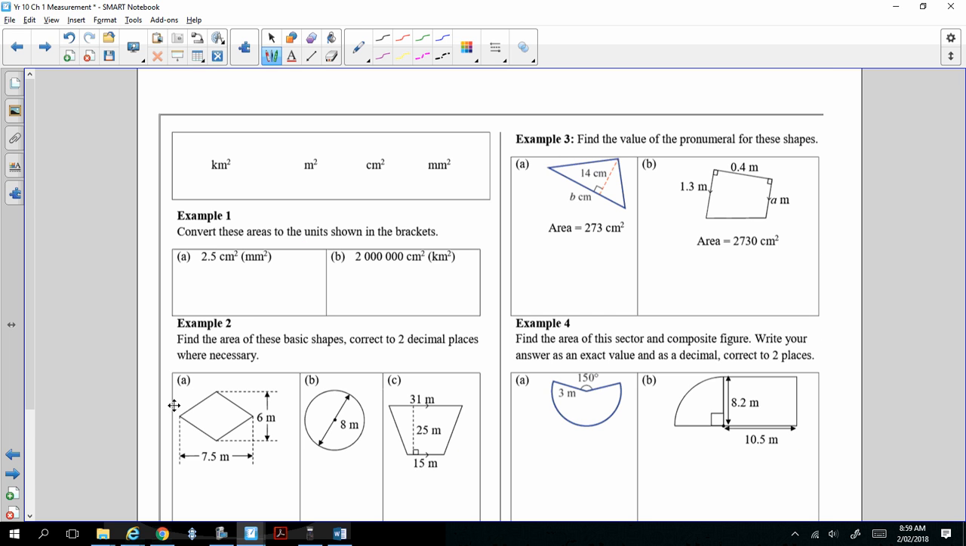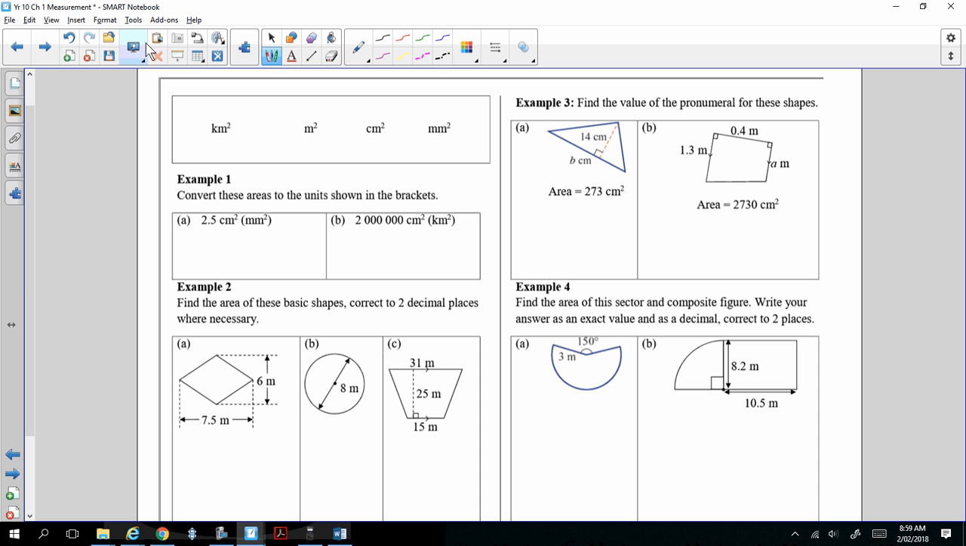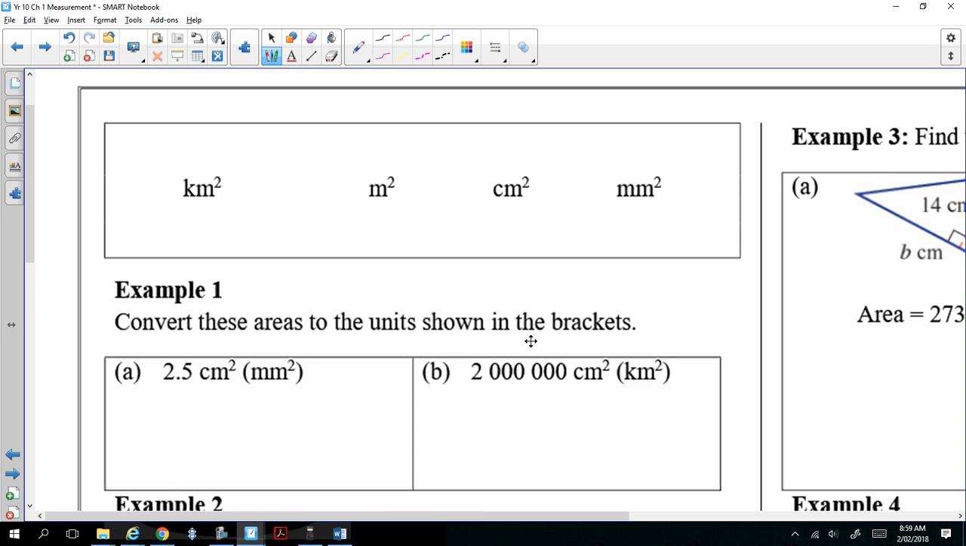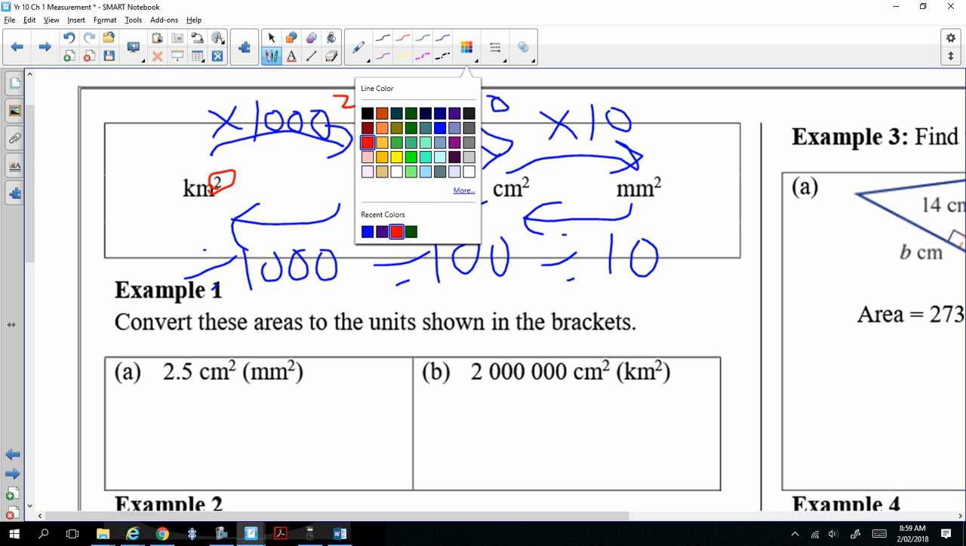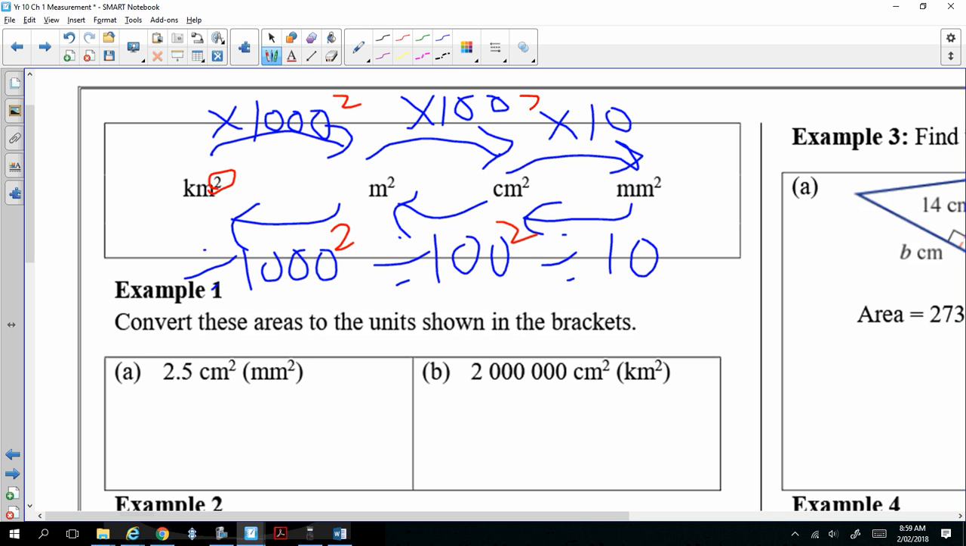We need to know how to convert units about area. So, for kilometers to meters, we normally times by 1,000. Because it is area square, we have to include a square there. That's how we remember. It's very easy to do. So, times by 100, times by 10, and then going small to big, you divide instead. And each of these must include a square because they are area. Okay? Question. All good?